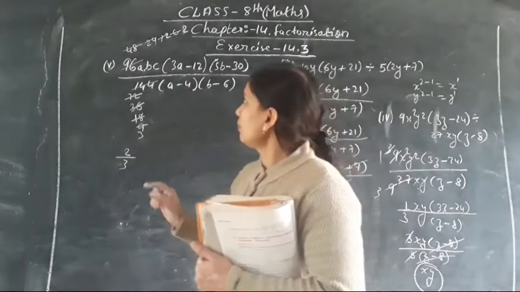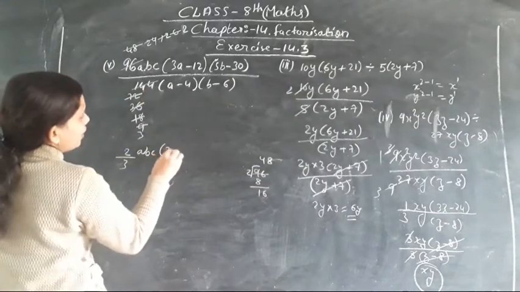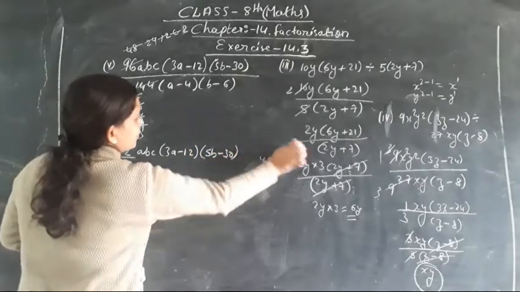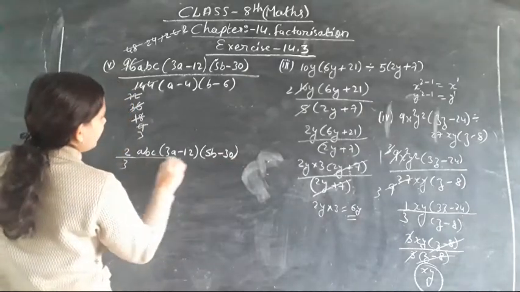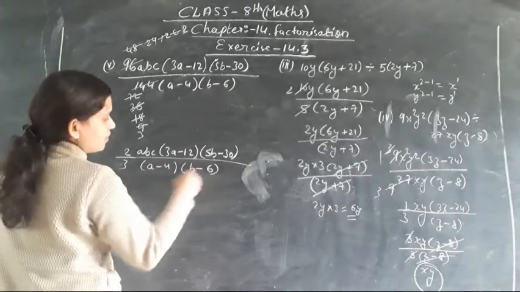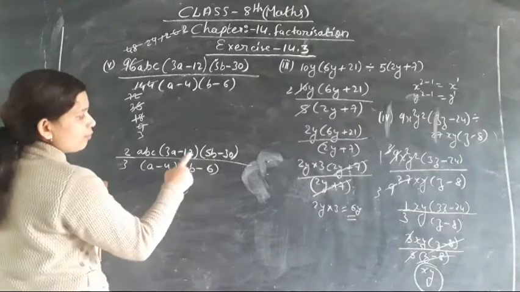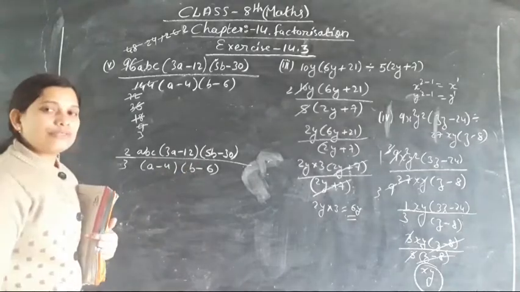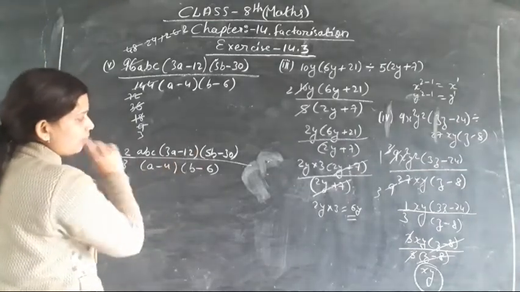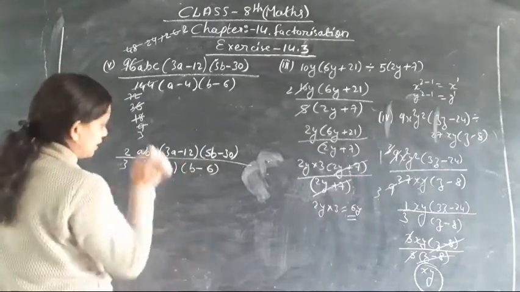Okay. Now after this, what is left is abc into 3a minus 12 into 5b minus 30, divided by, what is in the denominator? A minus 4 into b minus 6. This is present in the numerator and denominator, isn't it? Now what we are going to do? We are going to take common from the numerator, because we cannot take anything common from the denominator. Nothing common will come out of the denominator, so we will try to take common from the numerator. If common comes out then we will take it out, otherwise we will keep it as it is.